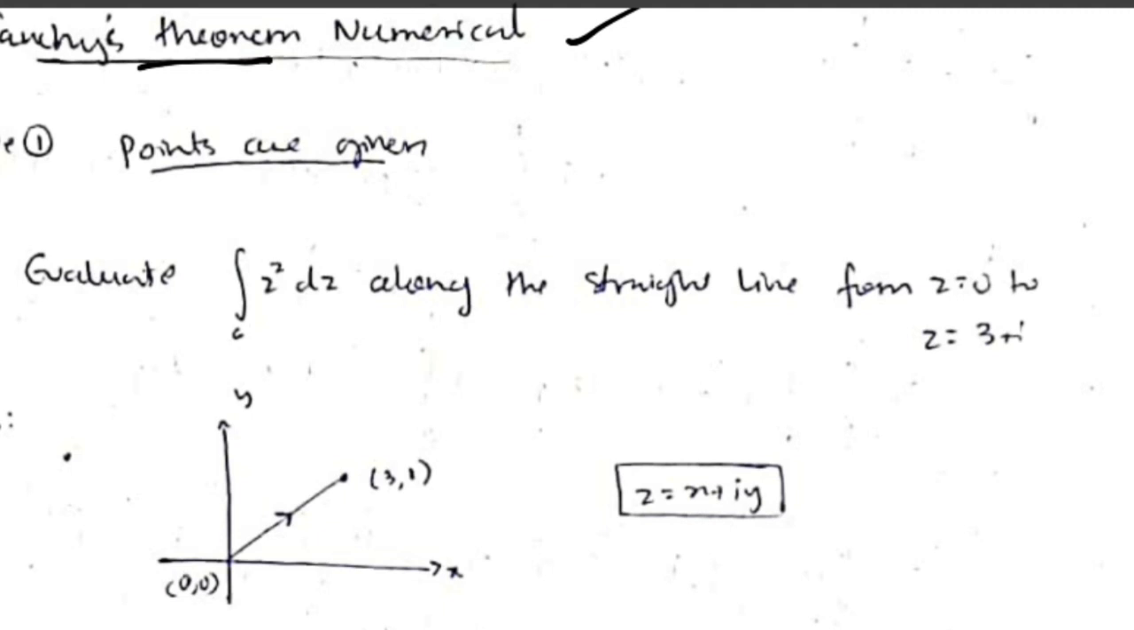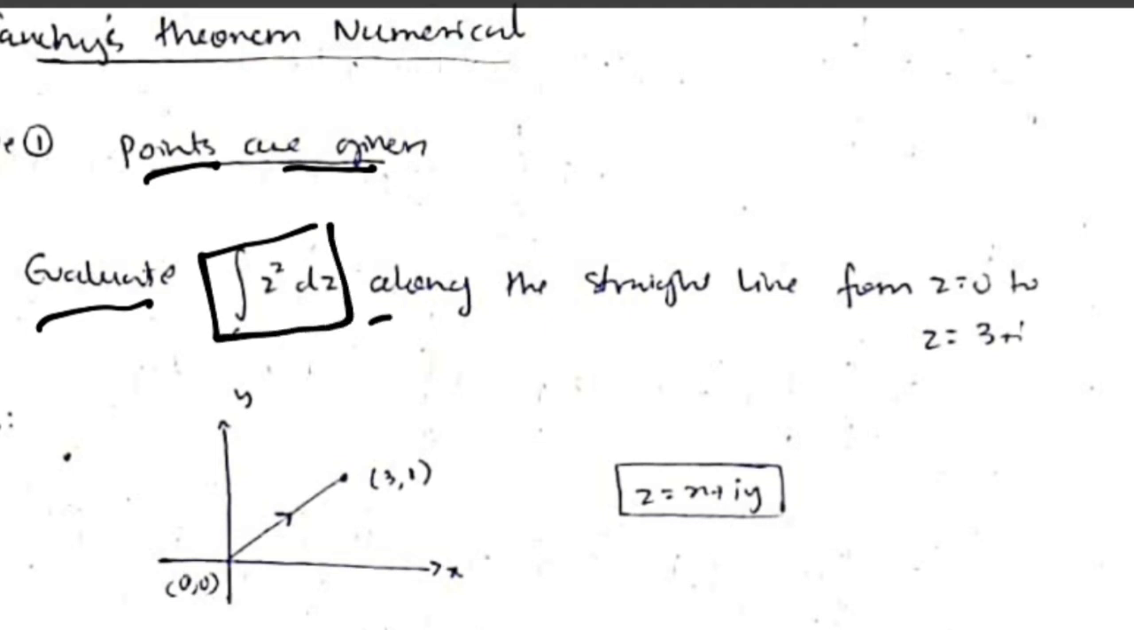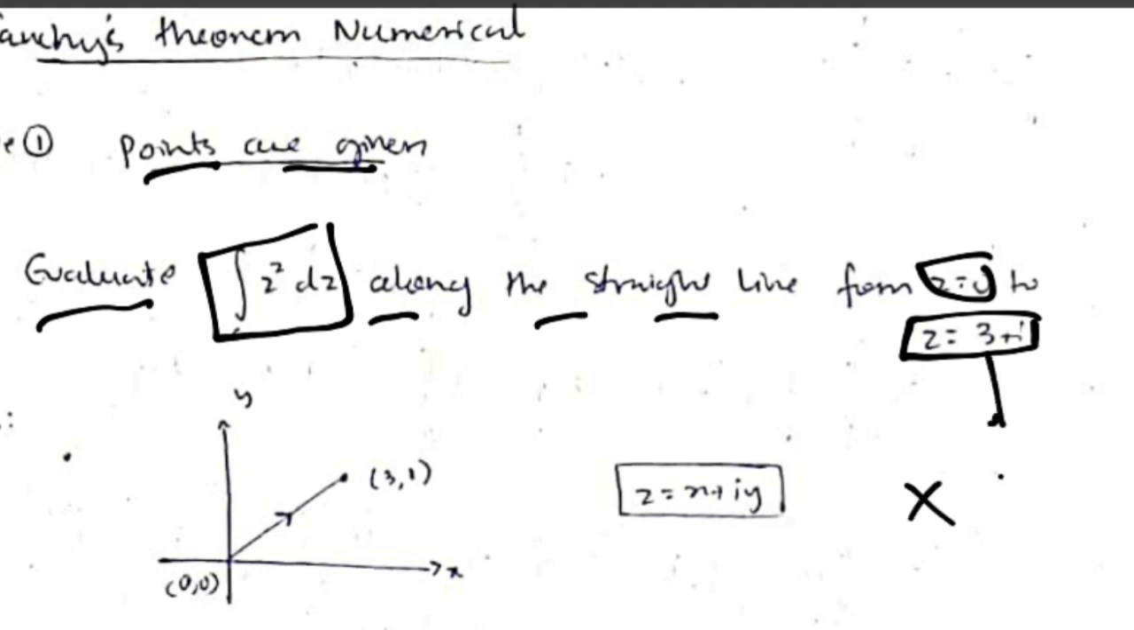So in the first part, the type 1 question which can be asked is, points will be given. Suppose: evaluate integral z square dz along the straight line from z equal to 0 to z equal to 3 plus i. You need to know what the points are in this case. 3 plus i means x plus iy, so the value of x is 3 and the value of y is 1, okay. So the point is (3, 1), and in the first case it's (0, 0). So 2 points are given.